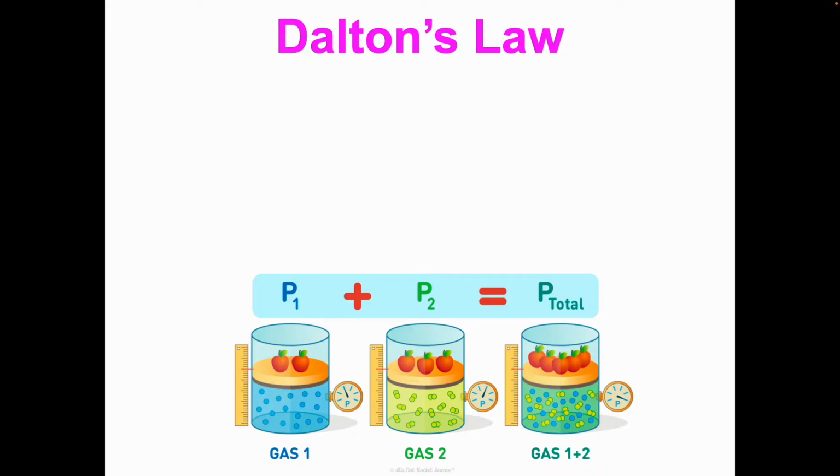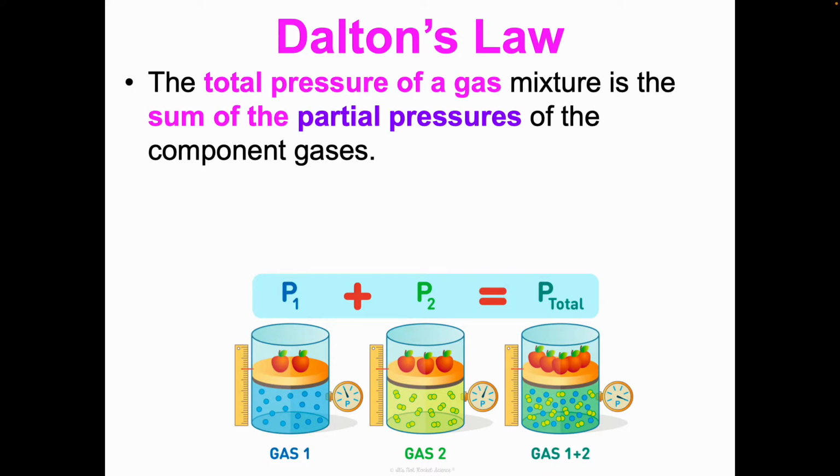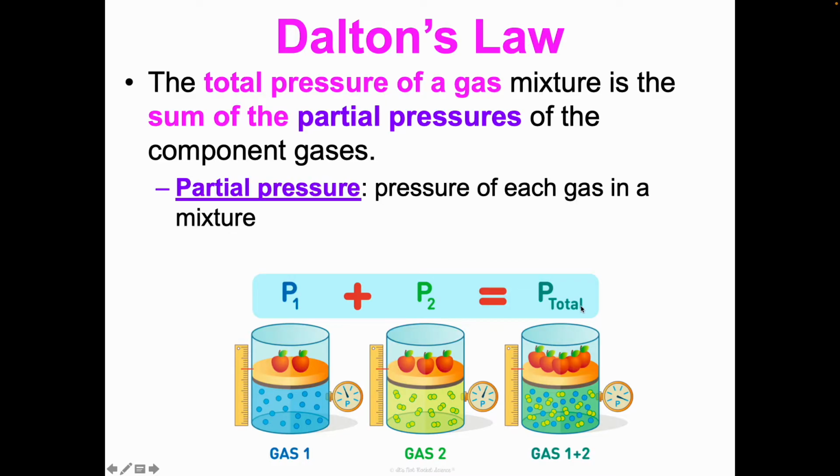So this first one is Dalton's law. This is by John Dalton. It's the same Dalton we talked about in Unit 2, the atom, if you remember that. And Dalton's law states that the total pressure of a gas mixture is just the sum of all the partial pressures of the component gases. So all the gases that make it up, we're going to add those together, and that's going to make the total pressure. So if we have two gases combined, it's just going to add the pressure of both of those, and then that's going to give us the total pressure.